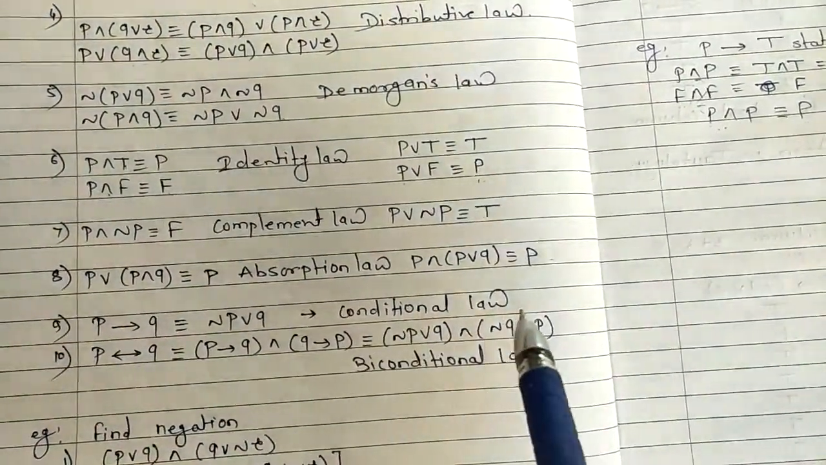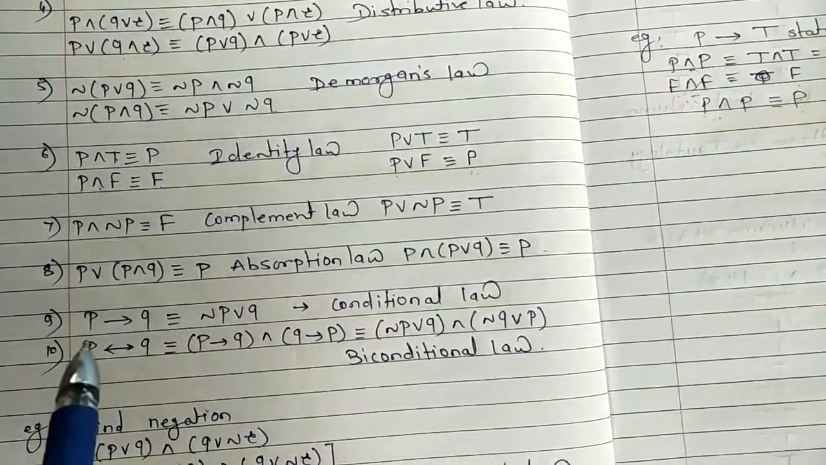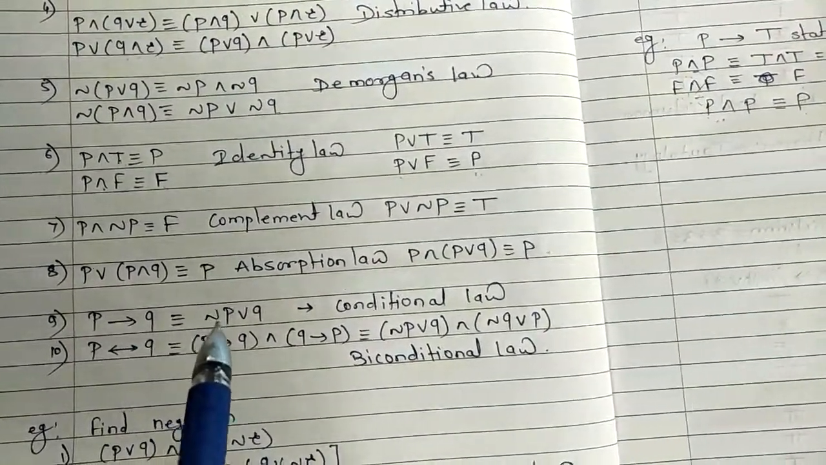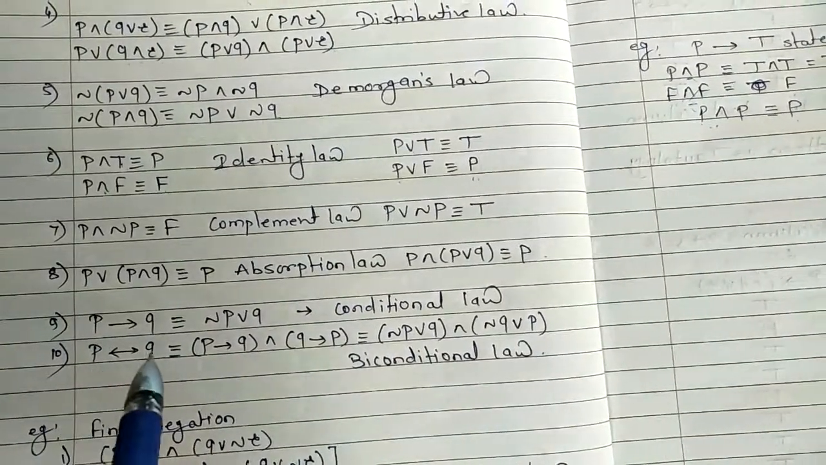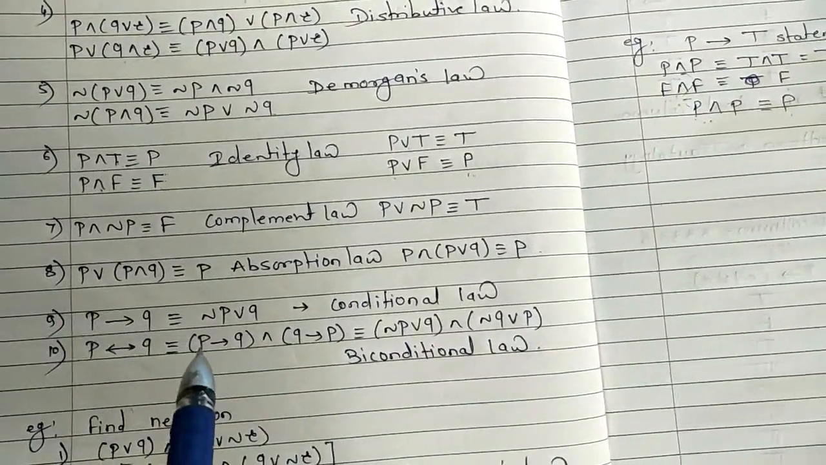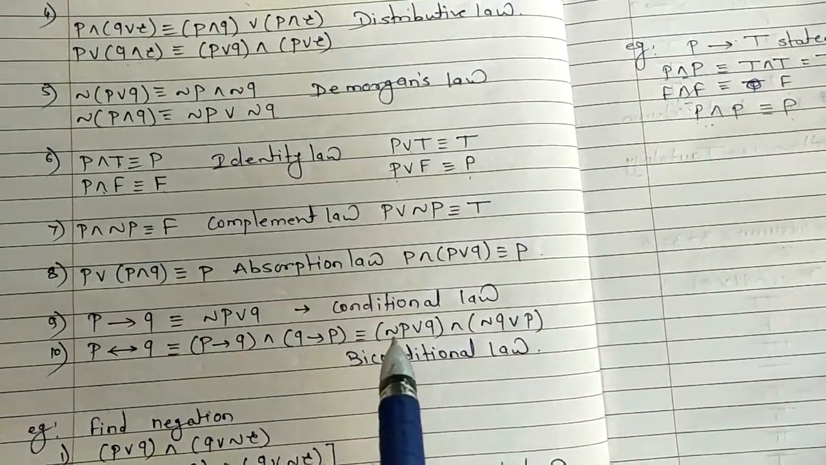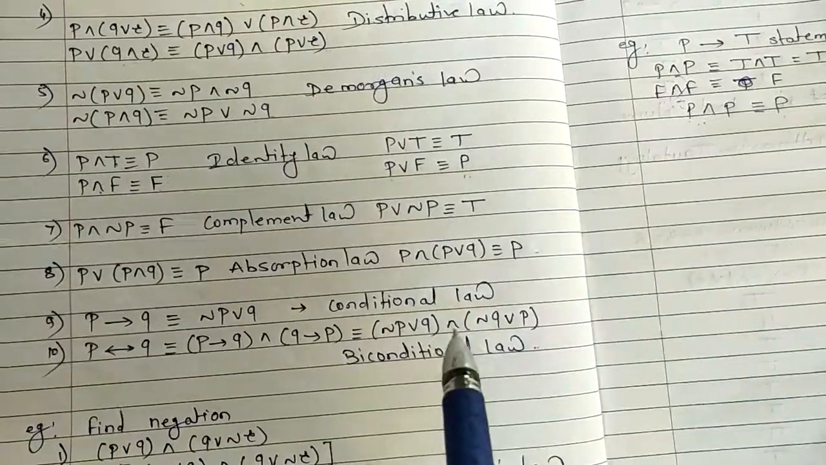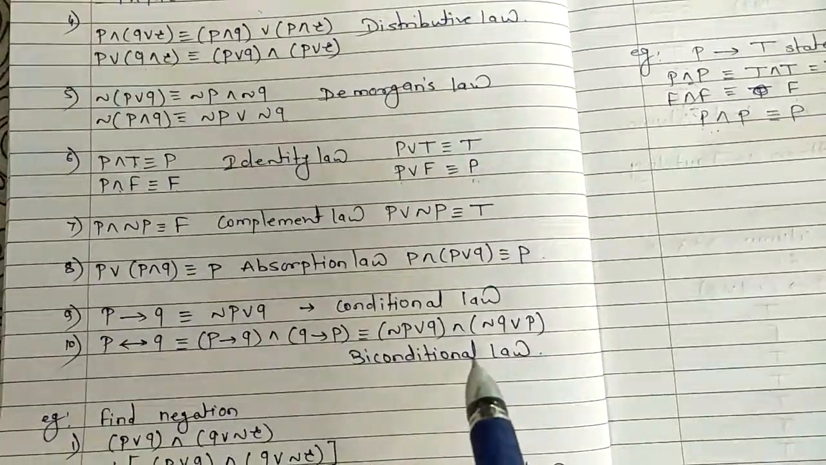So then the conditional law. The conditional law means the equivalent form of the implication. So P implies Q is equivalent to negation P or Q, and P double implies Q is equivalent to P implies Q and Q implies P. That means we can say negation P or Q, and negation Q or P. It is the biconditional law.